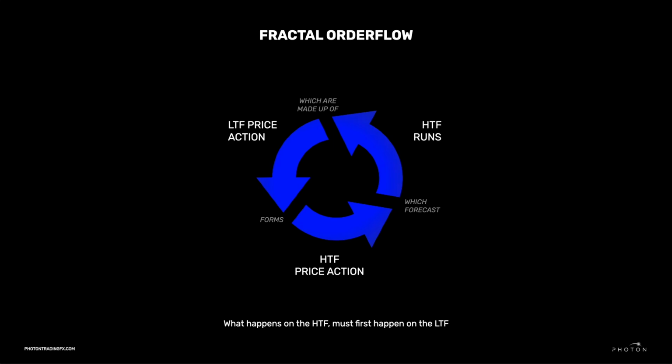So we analyze the higher time frames so that we can forecast those large runs and trends, but we then drop down and analyze the lower time frames, not only to help us time our trade entries and our exits with a lot more accuracy, but we also use them to confirm what may be happening on the higher time frames. This really is essentially the secret sauce of how we achieve the holy grail of a high reward to risk and a high strike rate strategy. So what happens on the higher time frame first must happen on the lower time frame.